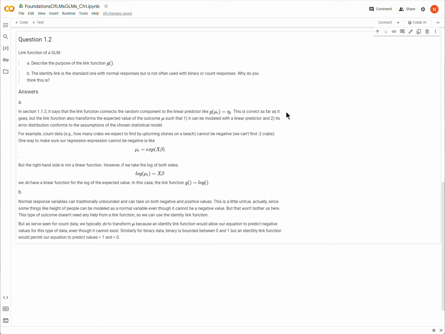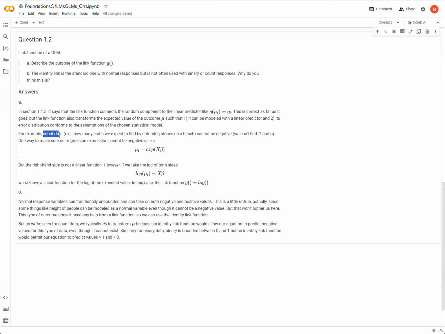But really what the link function is hopefully accomplishing is a couple of things. It is true that it is connecting the random component to the linear predictor, although it's a little hard to see that here. Another way to think about this is that the link function is transforming mu, the expected value of our outcome, so that it can be modeled with a linear predictor, and also to ensure that the error distribution conforms to the assumptions chosen in the model.